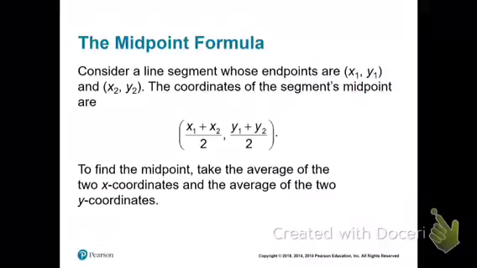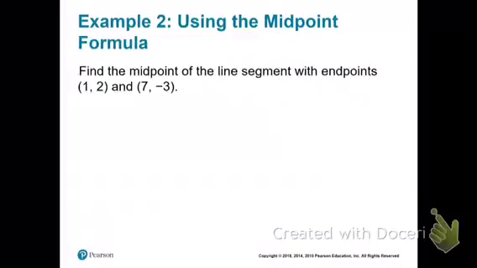All right, the midpoint formula. So let's consider a line segment whose endpoints are (x1, y1) and (x2, y2). The coordinates of the segment's midpoint are given right there. So we're going to take the average of our x's and the average of our y's. What's the midpoint? Halfway, the point that's in the middle.